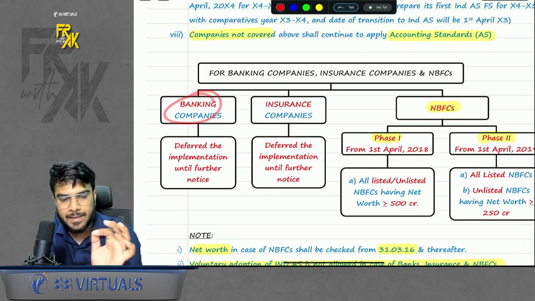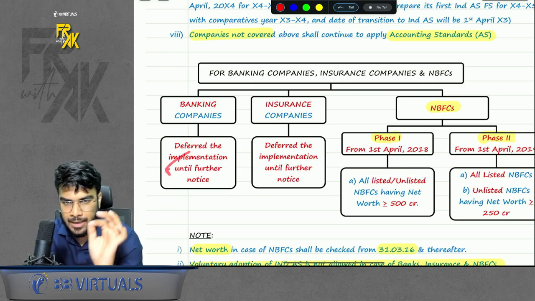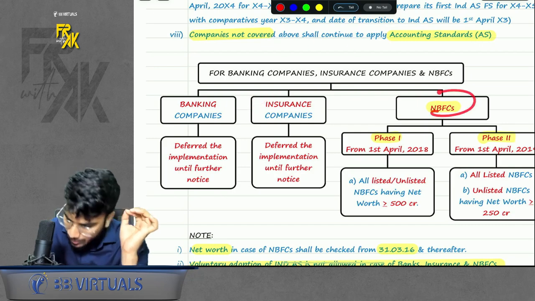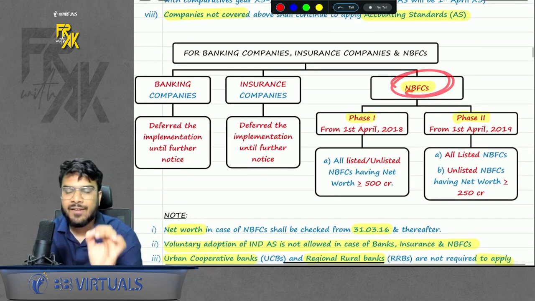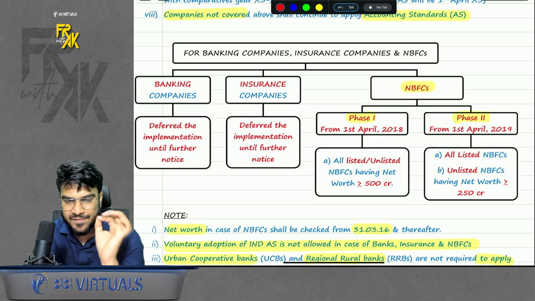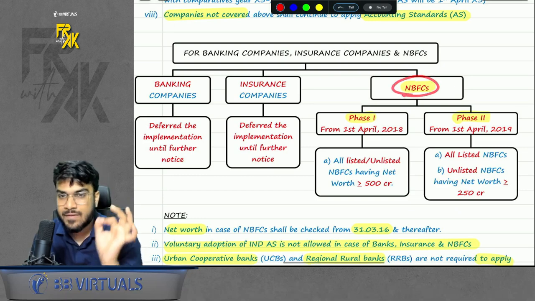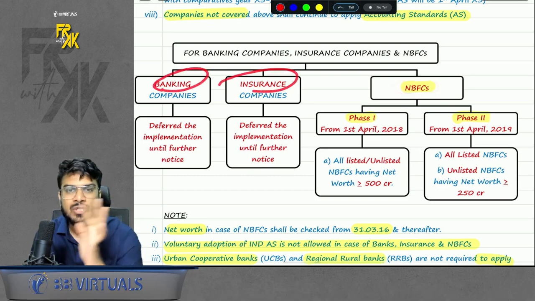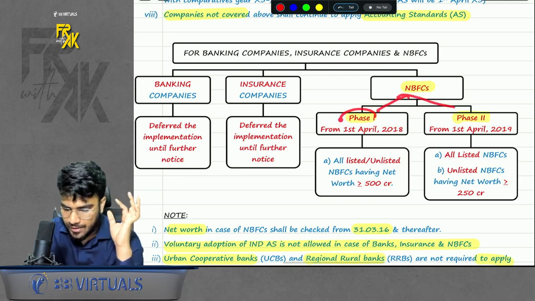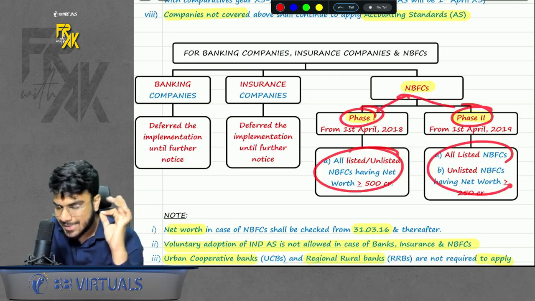If you are a banking company, the implementation is deferred until further notice. For insurance also, implementation has been deferred. What about NBFCs? They have given mandatory adoption if you are meeting the specified limit. So in case of NBFC or bank or insurance, there is no voluntary adoption. There can only be adoption if you are falling under the purview of Ind AS. For NBFC, there is again phase 1, phase 2. The criteria is the same as companies.